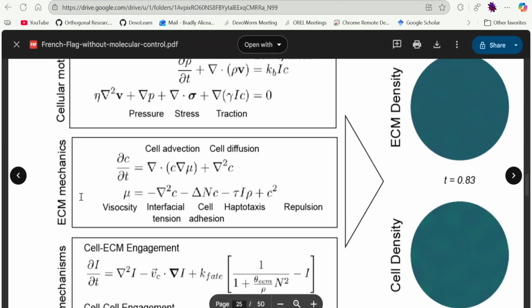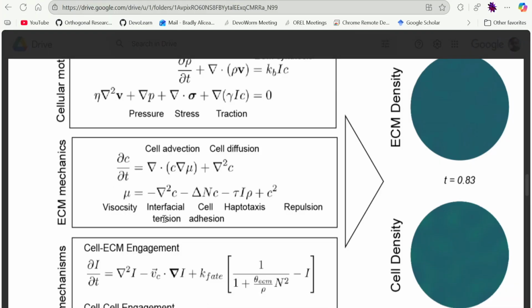You also have extracellular matrix mechanics. So you have viscosity mu, which is the product of the interfacial tension gradient, the cell adhesion, change in cell adhesion, and then what we call haptotaxis, or movements based on touch or pressure. And then, of course, we have repulsion. So we have these physical signals, these physical cues. We have changes in adhesion, and we have this gradient of interfacial tension, and that leads to viscosity.